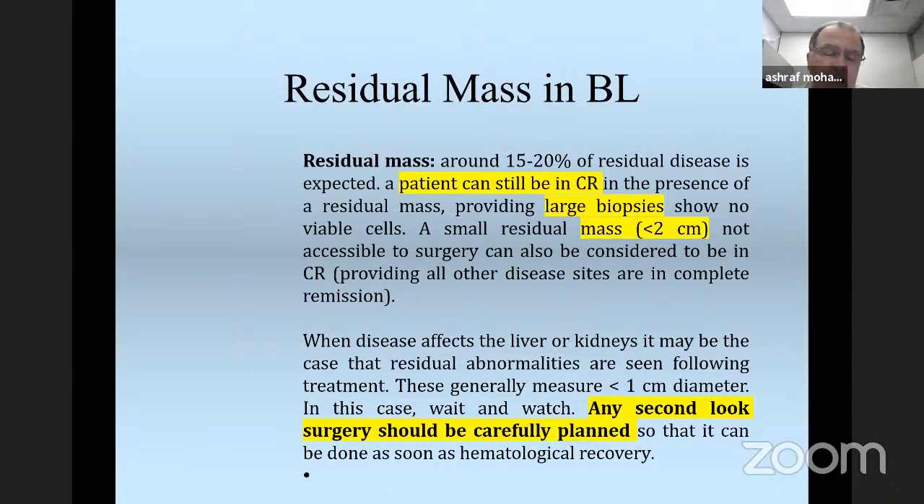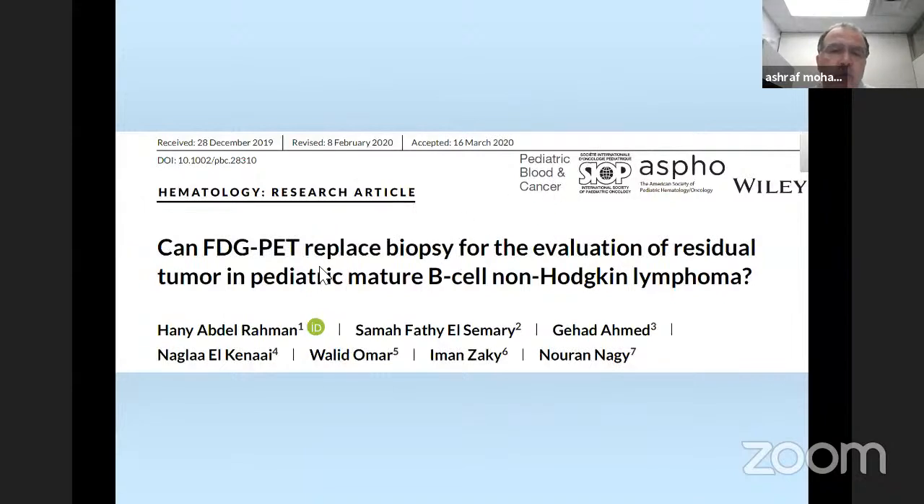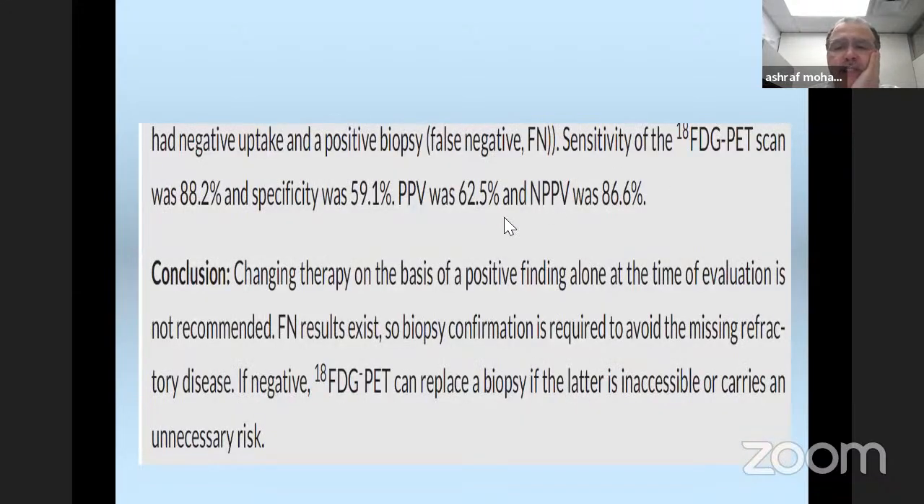So is the PET scan helpful in finding out if those patients have viable disease or not? Let's look at that. It was actually published by the NCI group in Cairo: can PET scan replace biopsy for evaluation of residual tumor in pediatric mature B cell lymphoma? And what they concluded is there is definitely a negative predictive value, which is about 86%, but the positive predictive value is about 60%.